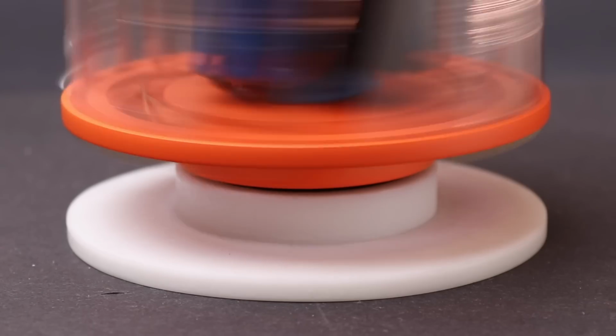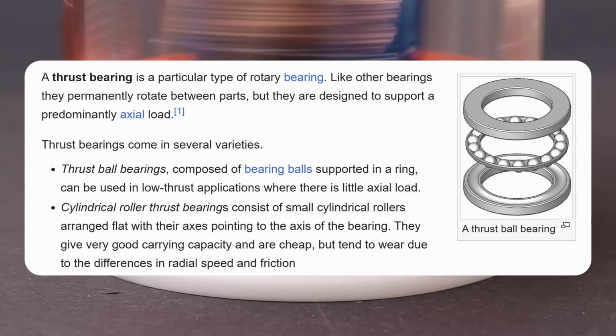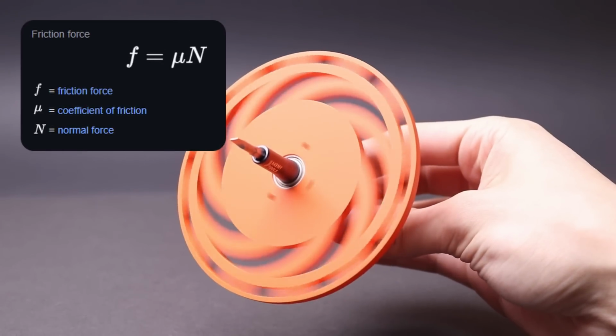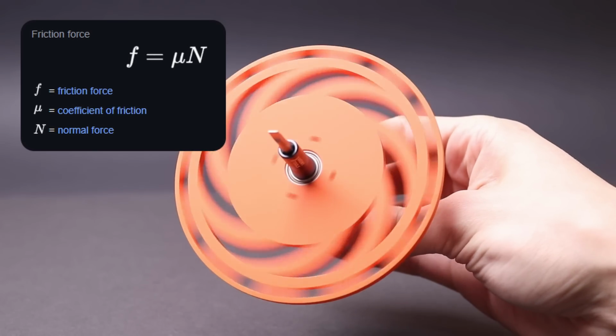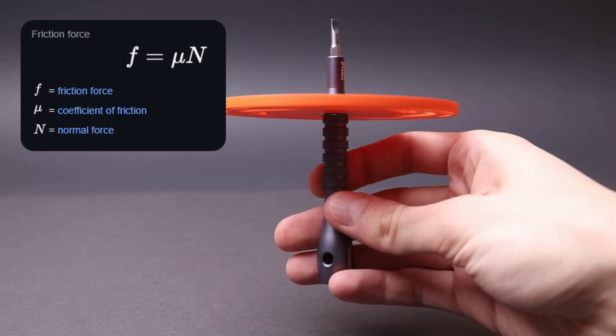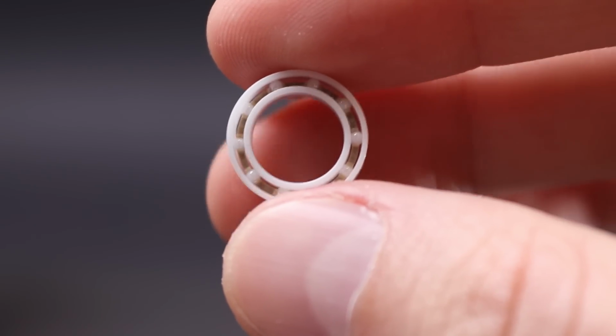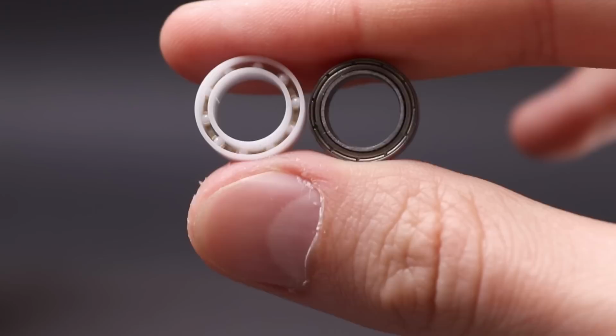In particular, to rotate objects vertically, thrust bearings are used. But there is a problem with all bearings. They still experience friction, which depends on the mass of the spinning object. The heavier the object is, the higher the friction. There are ways to reduce friction, of course. For example, ceramic bearings have a much lower friction coefficient, reducing losses.